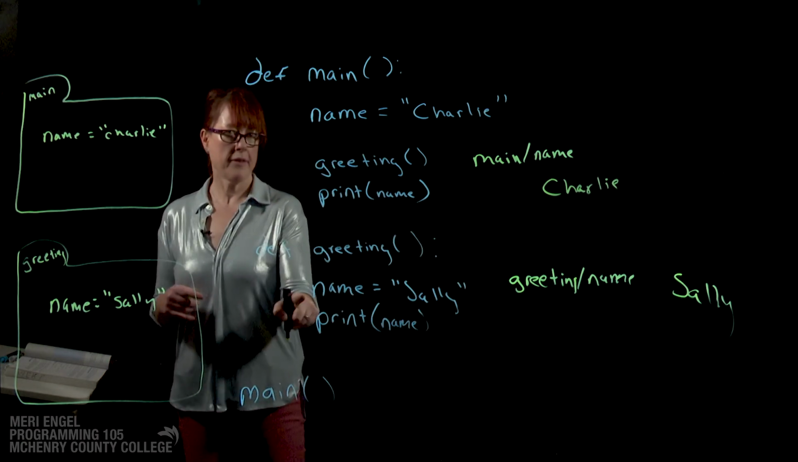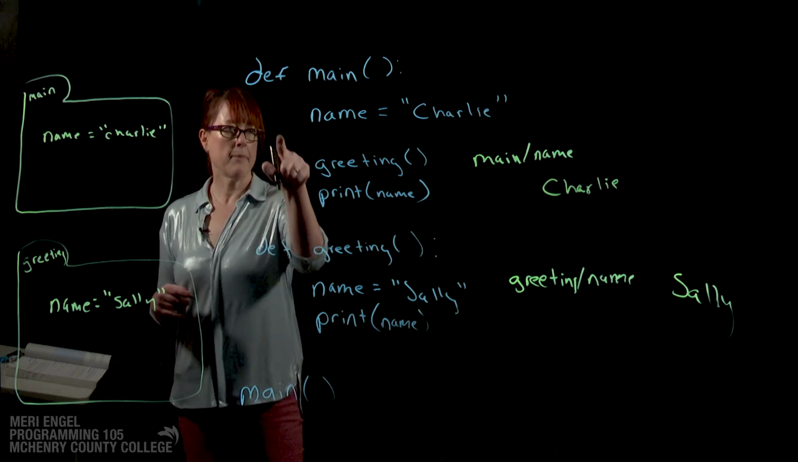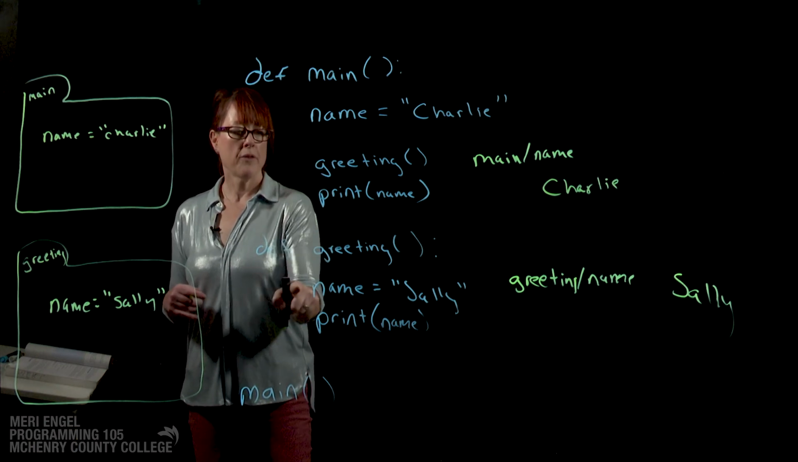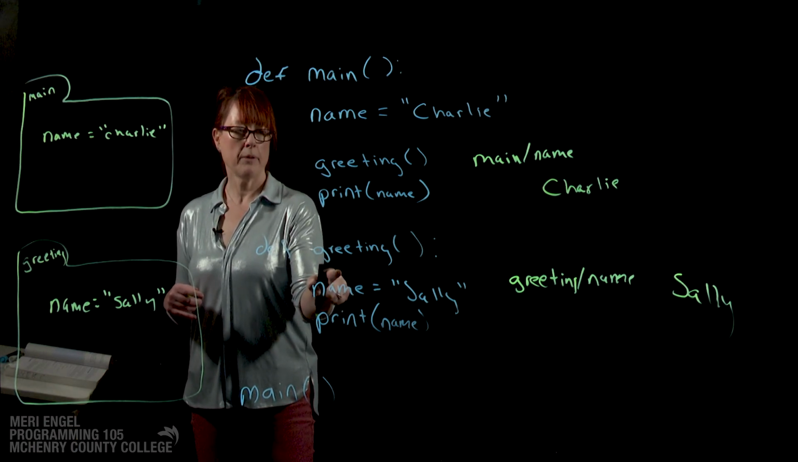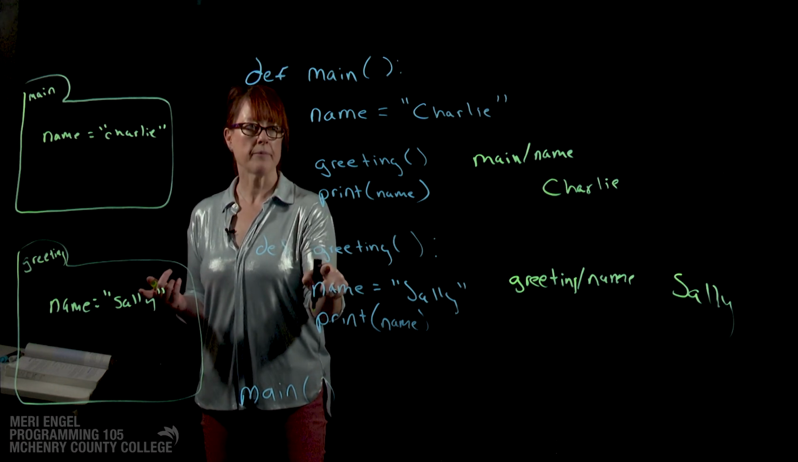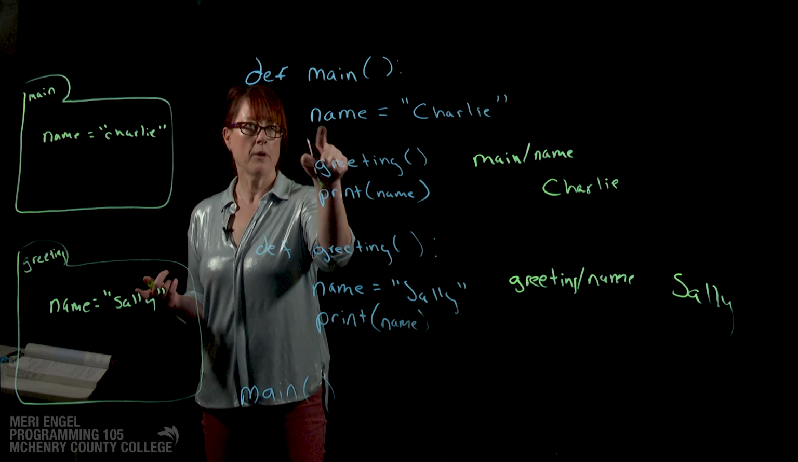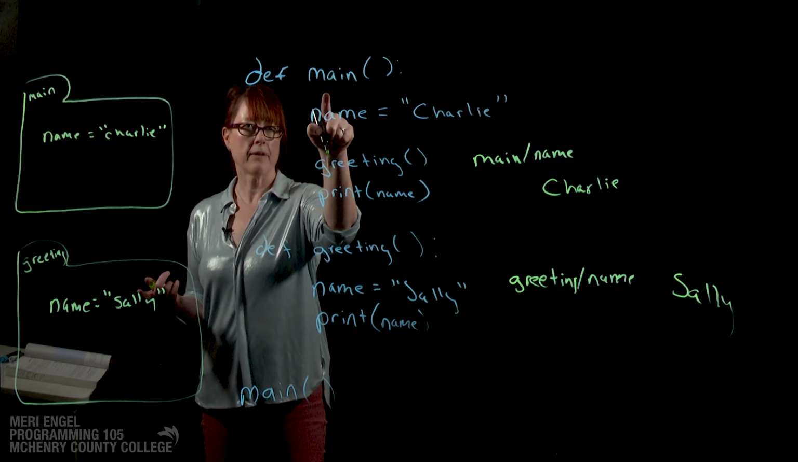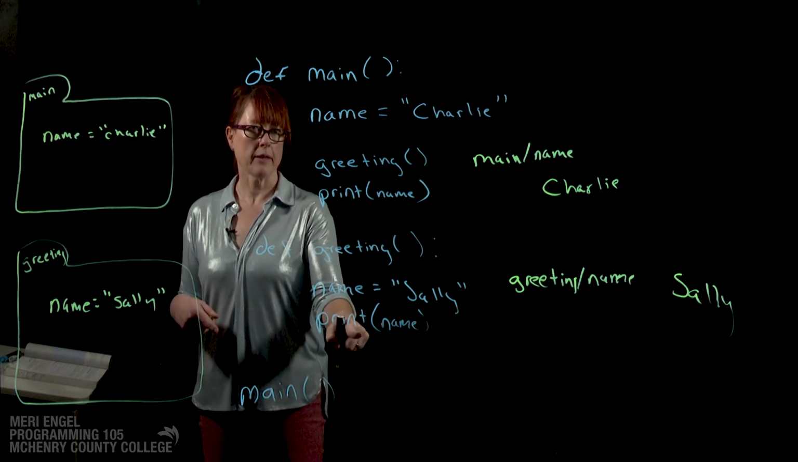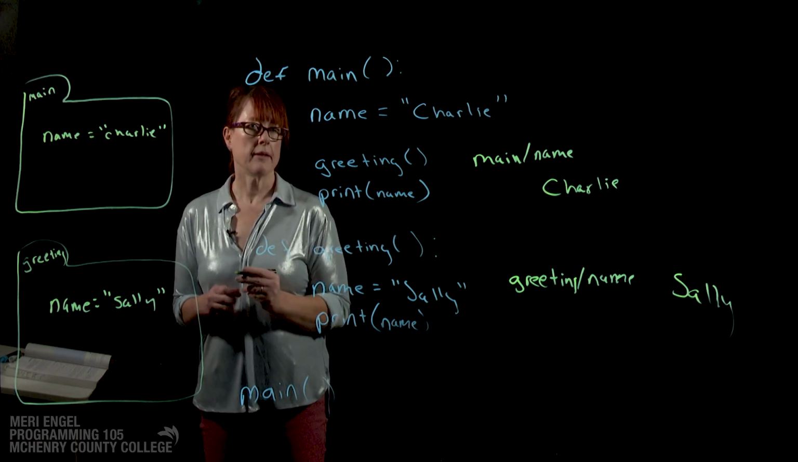Making changes to this name variable does not make changes to this name variable. They are separate. This name is in scope if the logical control of the program is in the greeting function. This name is in scope when you are actively in the main function. There are ways to copy that into here, and we'll get into that in the next lecture.